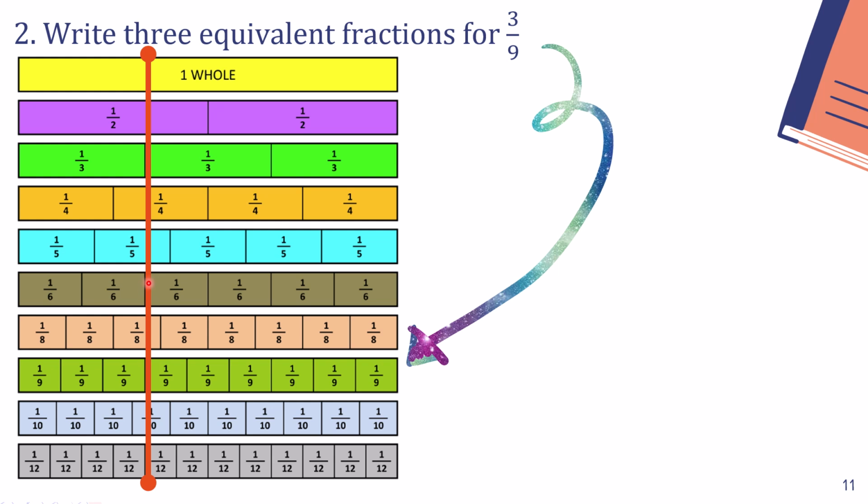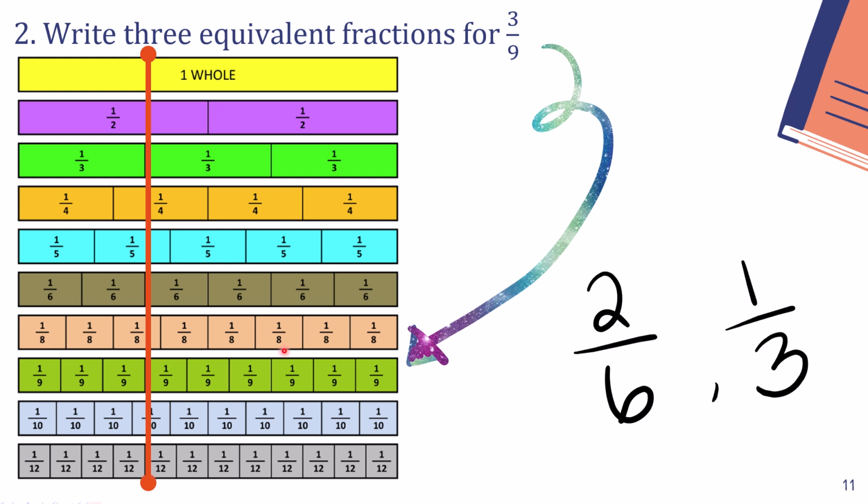If you scoot on down, you can see that 2/6. We have on this brown strip here 2 of the 1/6 squares, so that would be 2/6. And even down at the bottom, you can see 4/12 would be an equivalent fraction. But I'm just going to grab 2/6 and 1/3.